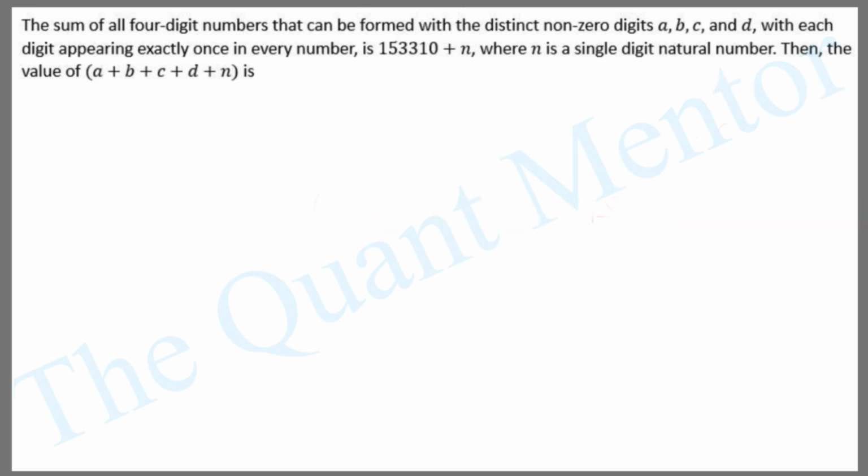Alright, the sum of all 4-digit numbers that can be formed with the distinct non-zero digits A, B, C and D, with each digit appearing exactly once in every number, is 153310 plus n, where n is a single digit natural number. Then the value of A plus B plus C plus D plus n is?